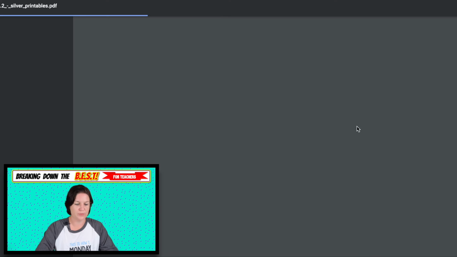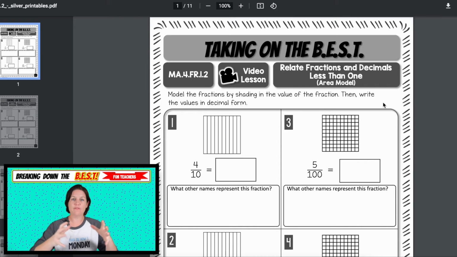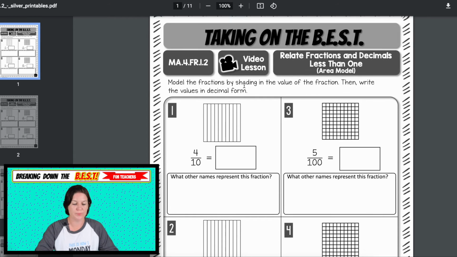So let's click on the printables. When that opens up, now we have all of the printable resources in the silver plan together. So you also will have your bronze printables right there with you too. If you just have access to the bronze page, you can just print right next to the video.